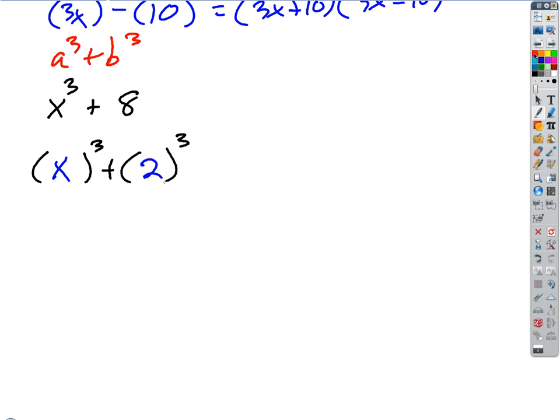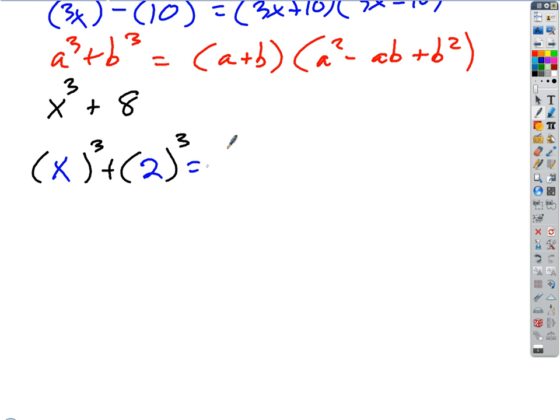Okay, so what's our pattern for a cubed plus b cubed again? It's been a little while. How's that factor? A plus B, and then A squared minus AB plus B squared. Okay, good. So now we know what our a and our b are, right? So all we have to do is fit that pattern. Okay, so what's a plus b? X plus 2, right?